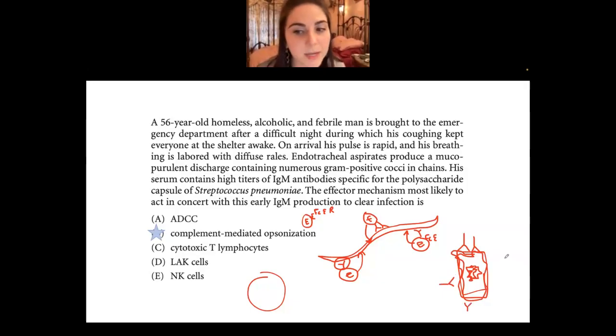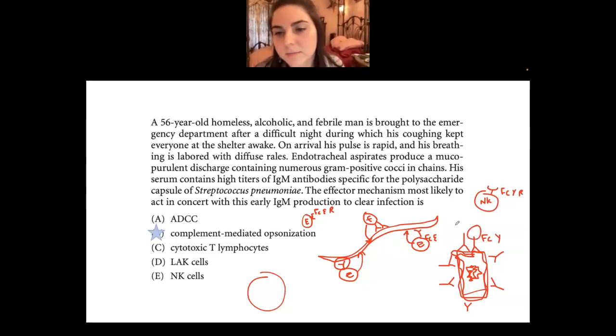Remember, IgG can be an opsonizer, so it can bind to this, trying to neutralize it. Or it can bind to it in this way, and then it's going to call over NK cells. NK cells have Fc gamma receptors. This is the Fc portion of IgG, so this would be called Fc gamma. So the NK cell comes in, binds all along here, and then it can destroy this. So again, antibody-dependent cellular cytotoxicity.